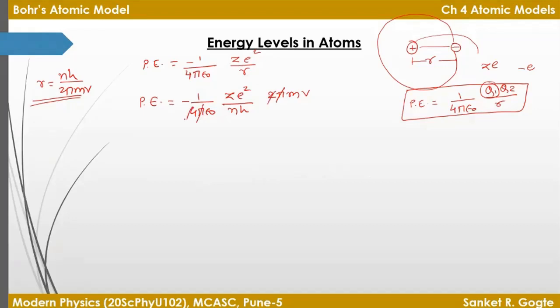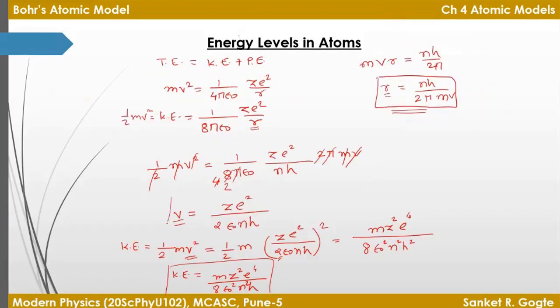This is 1 by 2, and potential energy is equal to minus m into z e square divided by 2 epsilon 0 n h into v. But v we have obtained here in terms of constants. Remember, this right hand side is a constant for that particular orbital, and n assumes the value of 1, 2, 3, 4, and so on.